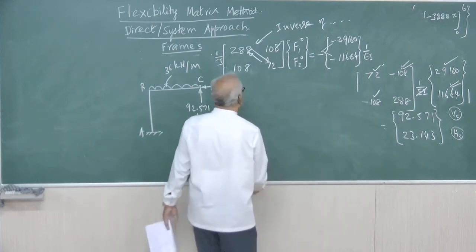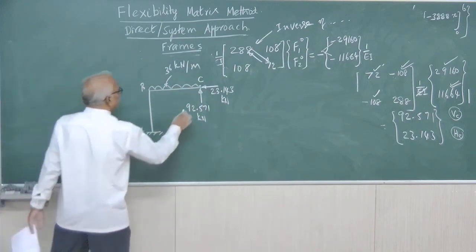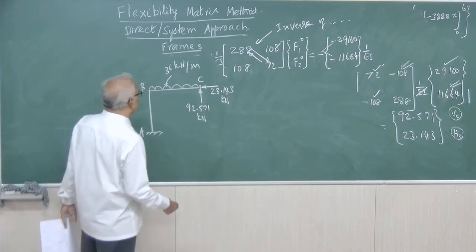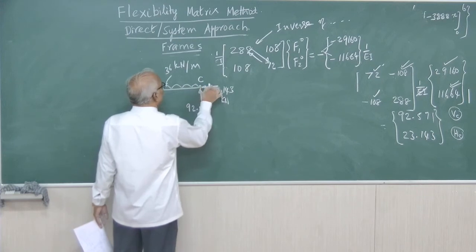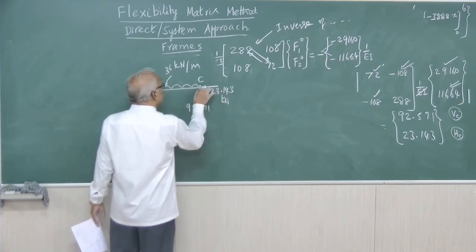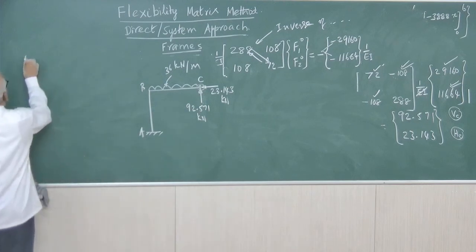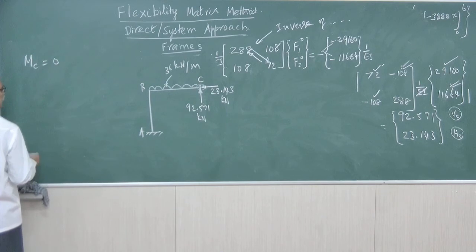Now we have to calculate the moment values. Moment MC equal to 0, because that is hinged support. Even otherwise, this force will not cause any moment at C. This force also will not cause any moment at C. Therefore, MC equal to 0. Now coming to MB.